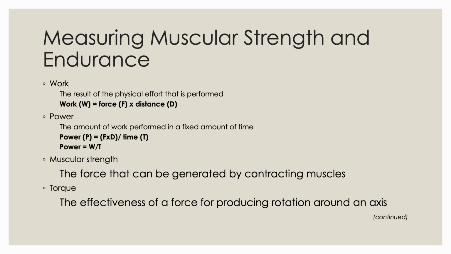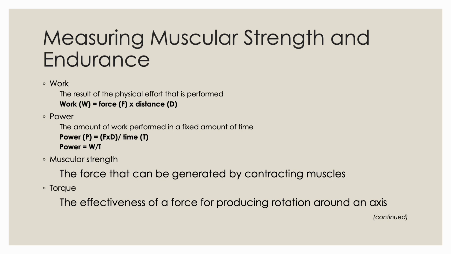Some of you may have already discussed these things in previous courses like biomechanics or physics, but the definition of work is the result of the physical effort that is performed. The equation for work, or W, equals force times distance. Power is the amount of work performed in a fixed amount of time. Power equals force times distance divided by time, or it can be simplified as power equals work divided by time.